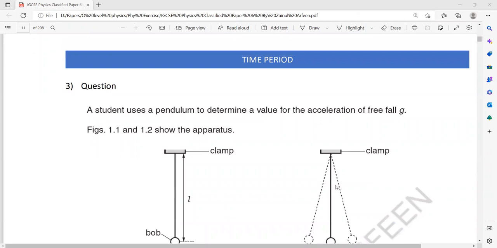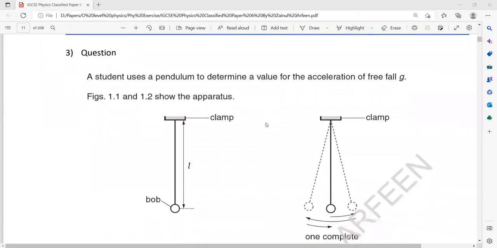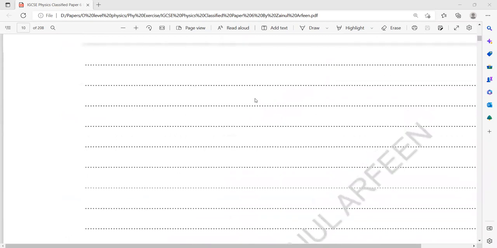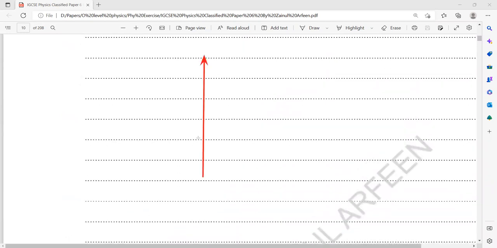Moving on to the next question, question 3. The student uses a pendulum to determine the value. Okay, on the graph, normally the independent variable, like we are changing the diameter, so you can plot the diameter here and the time here. That's it. But you don't have to mention what the shape of the graph will look like. You can mention this as well, plotting it.